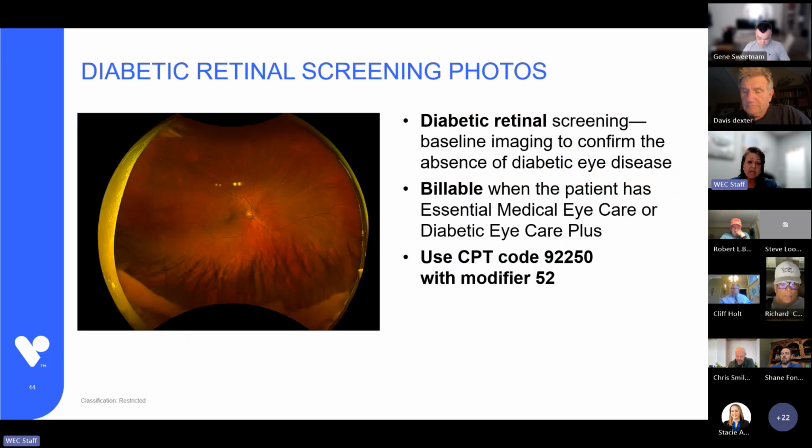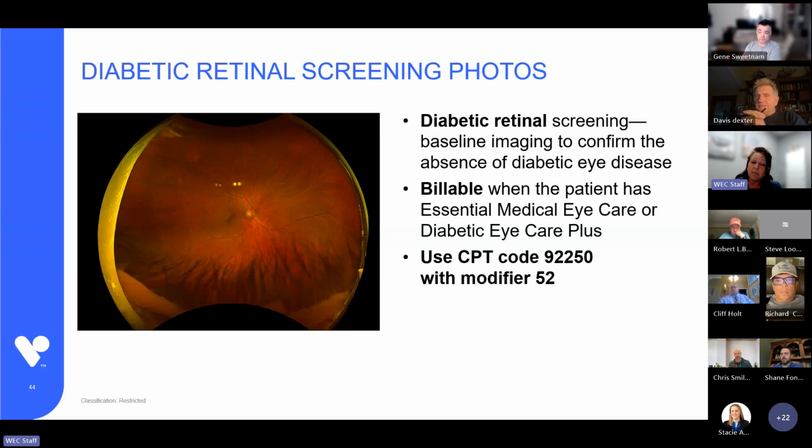Okay, now let's change gears just a little bit to see a screening you're going to see all the time. If your patient has Essential Medical Eye Care and they're diabetic, immediately they get a screening. It's covered every single time. No pathology is required. It's a screening. So again, you want to have your techs trained to check that patient record report to see if they have Essential Medical Eye Care. And if you know that patient's diabetic, then they immediately get those photos.